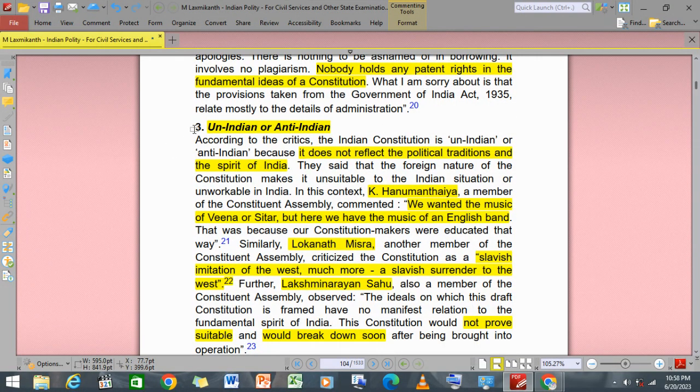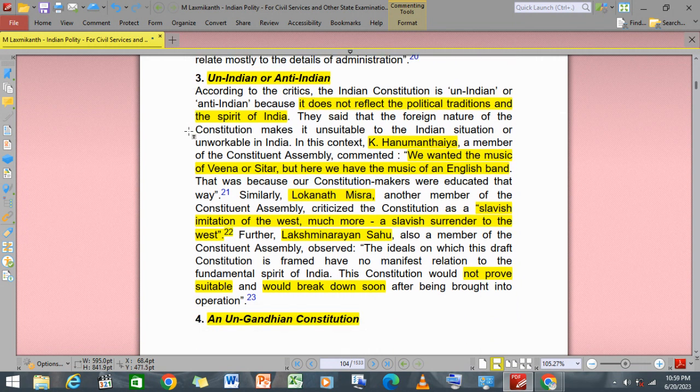Some people say it is un-Indian or anti-Indian. It does not reflect the political traditions and the spirit of India. As K.